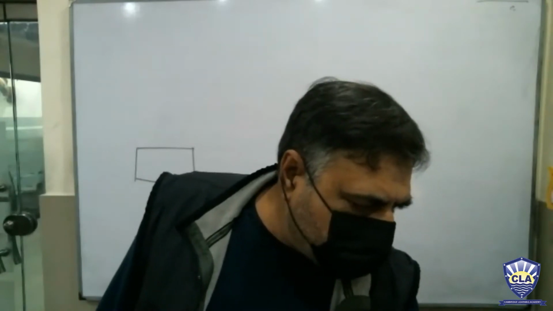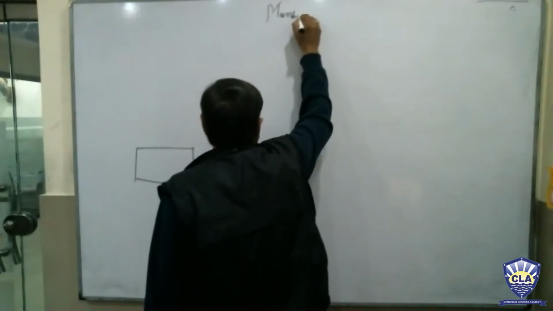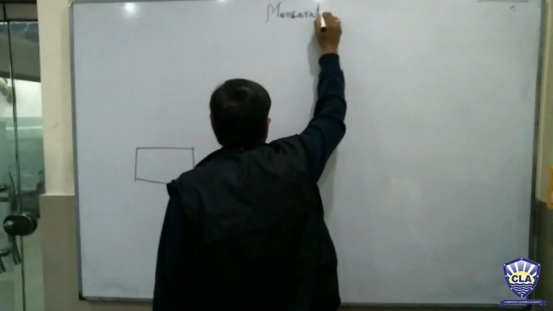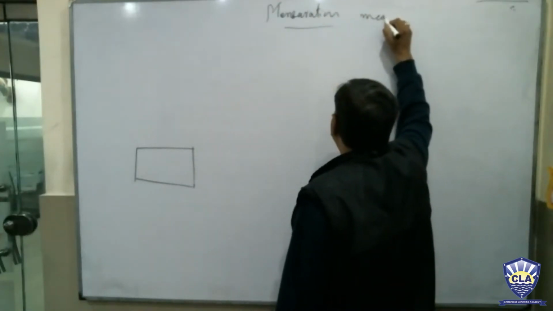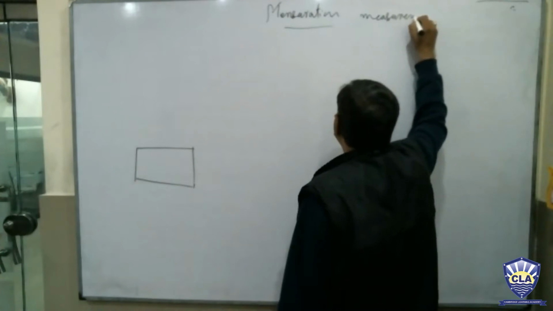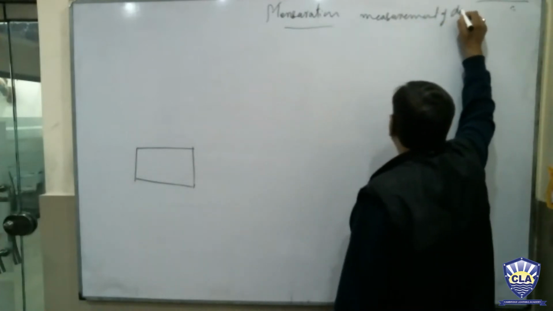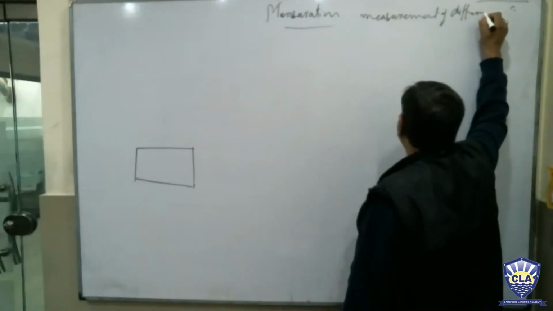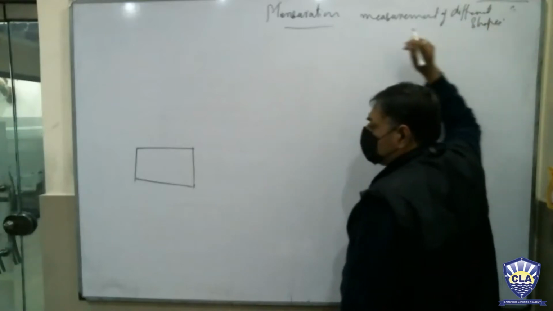Triangle. Today's topic is mensuration, and mensuration means measurement of different shapes. Yes, please, area of rectangle?